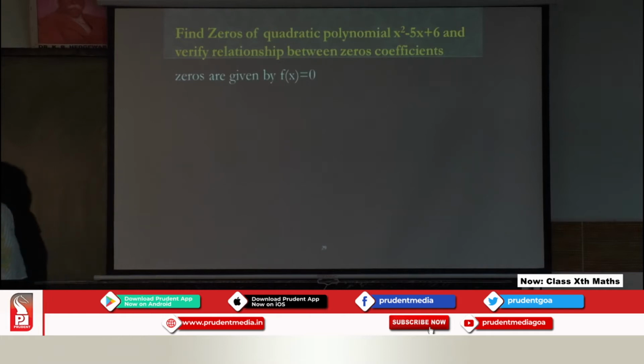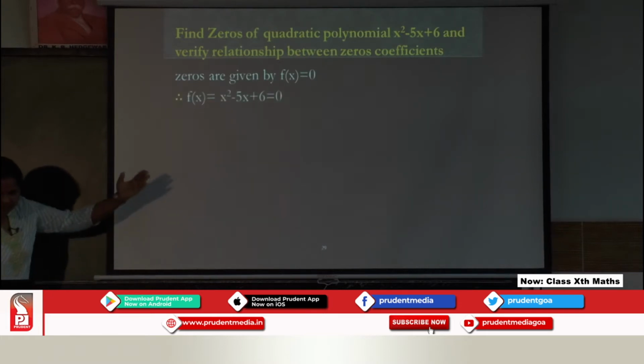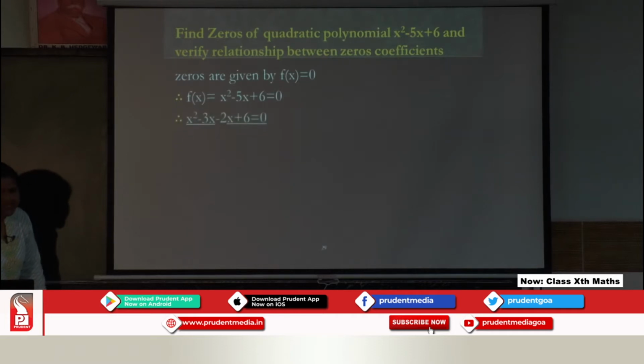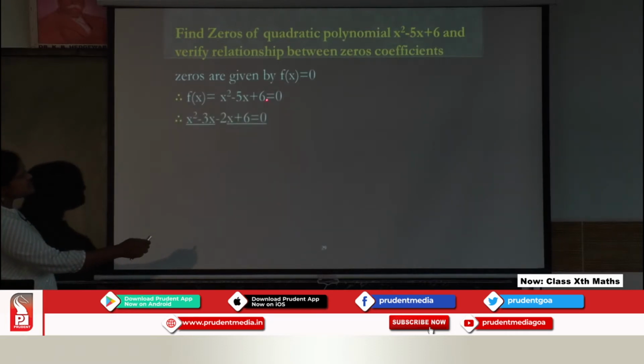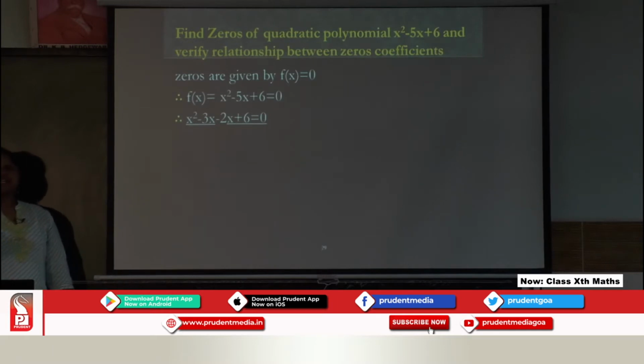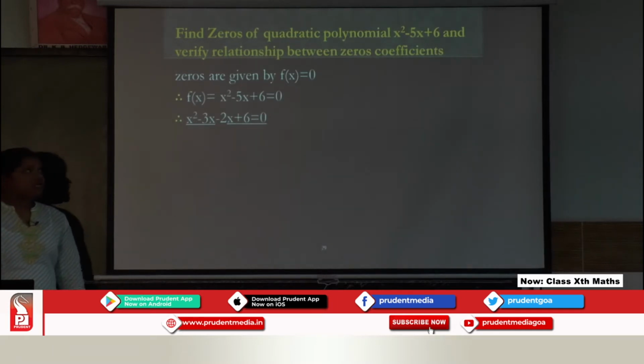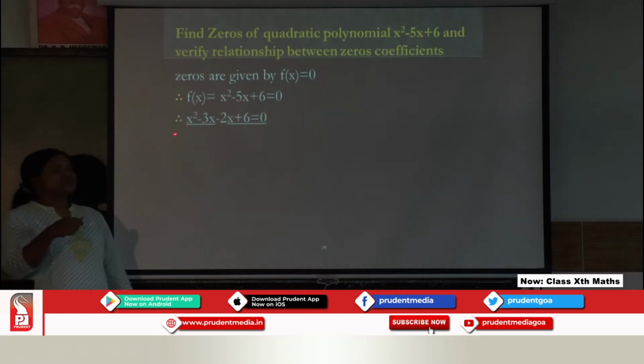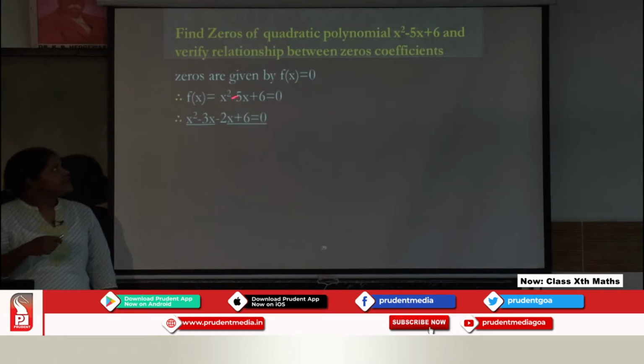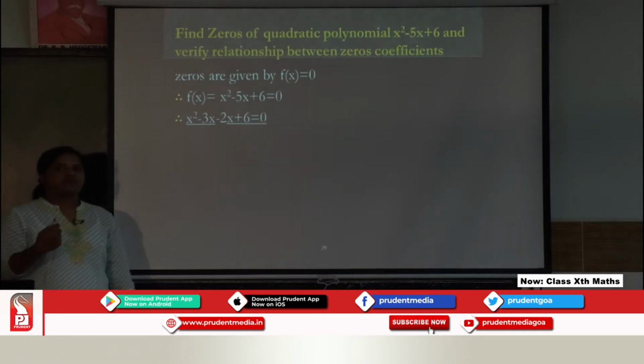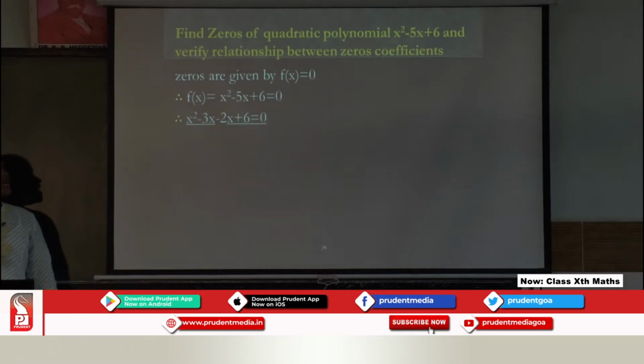So, zeros are given by f of x is equal to 0, and the polynomial which is given is x square minus 5x plus 6. Now, 6 has factors like 6 into 1 and 2 into 3, and from those factors we require -5. All these things were done in the lower classes. So, how do I get -5 from the factors of 6? 2 threes are 6, and -3 and -2 together can give me -5. So, I split this -5x as -3x minus 2x.